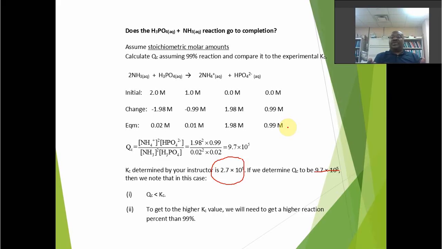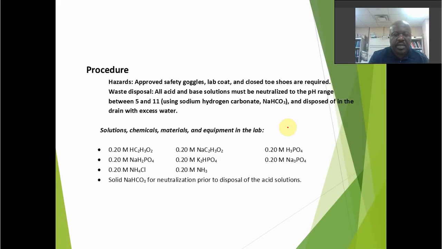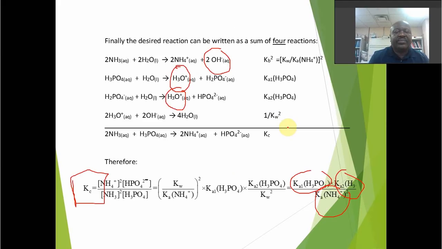So we can do this for all these reactions. Not only find the Kc, but also find out if the reaction goes to completion. And that's what we're doing in this lab. So let me go back here. This that I'm showing up here happens to be the more challenging one. The rest of them involve fewer steps. Typically 3 reactions.